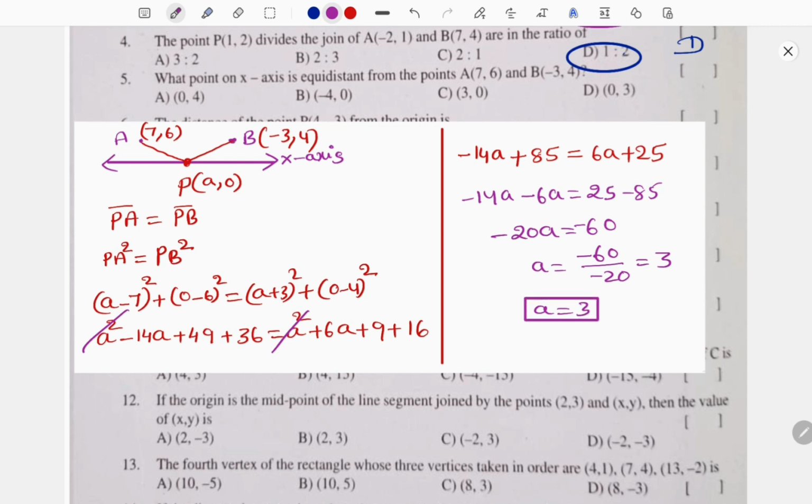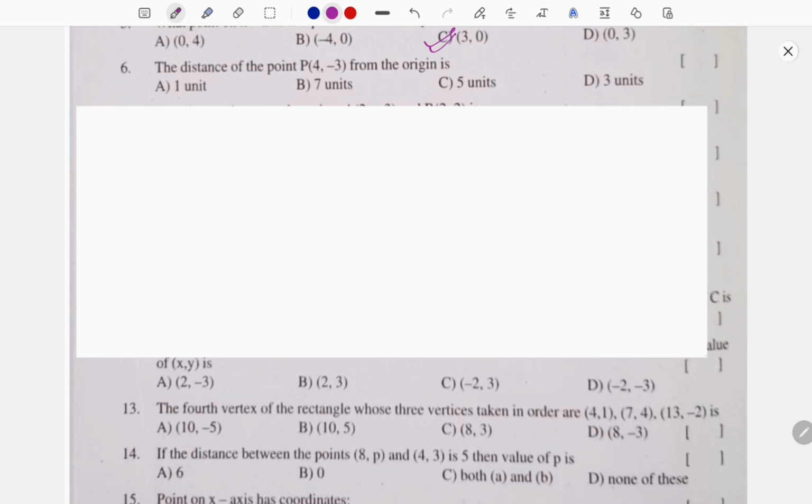So here the P point is (a, 0). Therefore P is equal to (3, 0). So the option is C. So we get the answer is C. Okay?